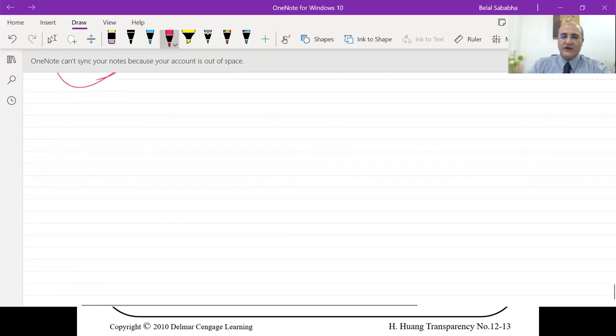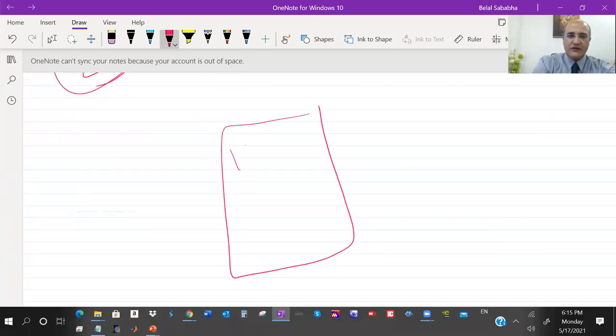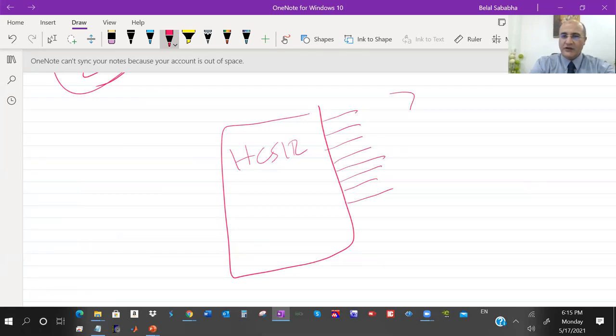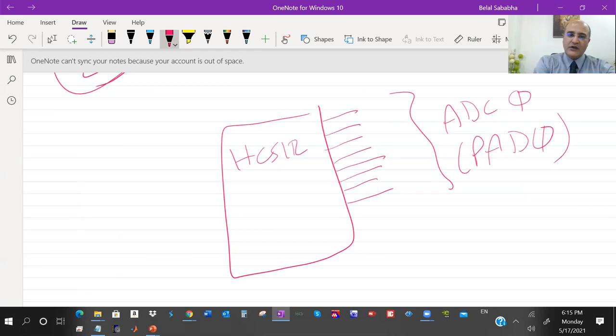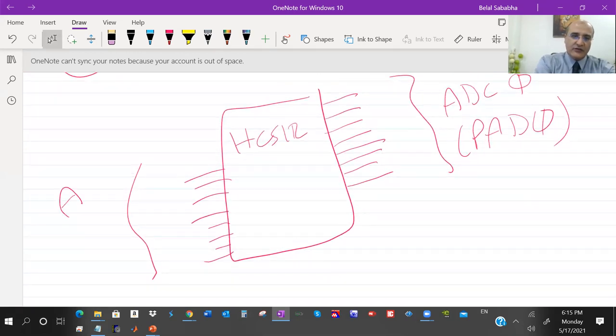What does this mean? The HCS12 has 8 channels, yani 1, 2, 3, 4, 5, 6, 7, 8, analog to digital converter 0. We call it PAD0. And another 8-channel, 1, 2, 3, 4, 1, 2, 3, 4. Another 8-channel, we call it ADC1 or PAD1.